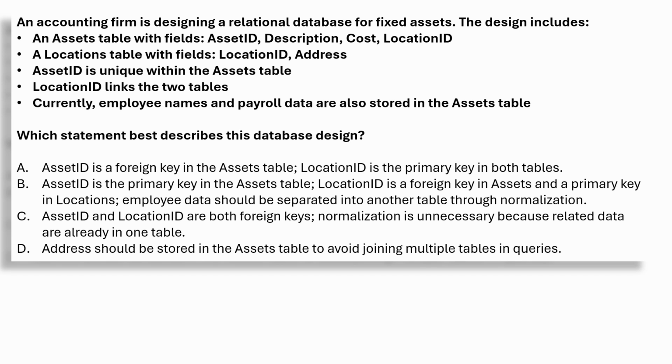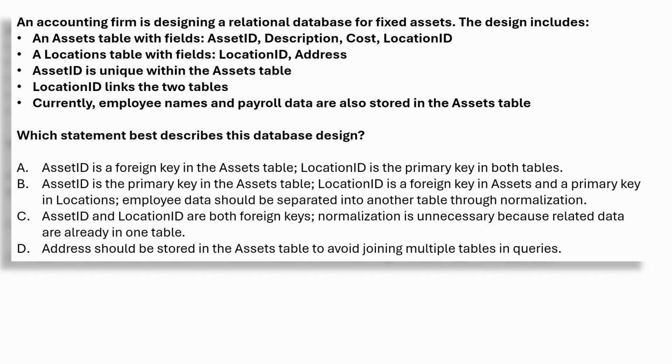All right, let's break this down. Option A says Asset ID is a foreign key in the assets table and Location ID is the primary key in both tables. Nope. Asset ID is unique in assets, which makes it the primary key. Calling it a foreign key is like saying Beyoncé is just a backup singer. Technically possible in another universe, but not here.